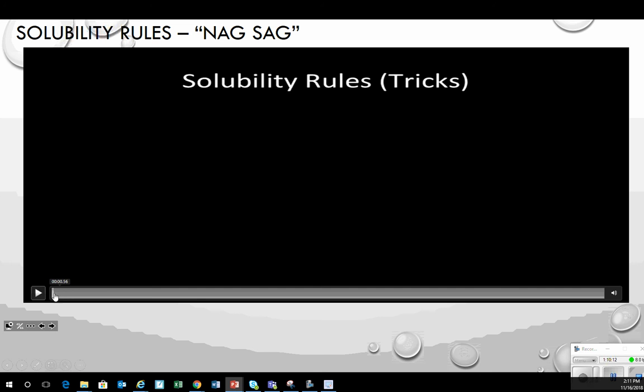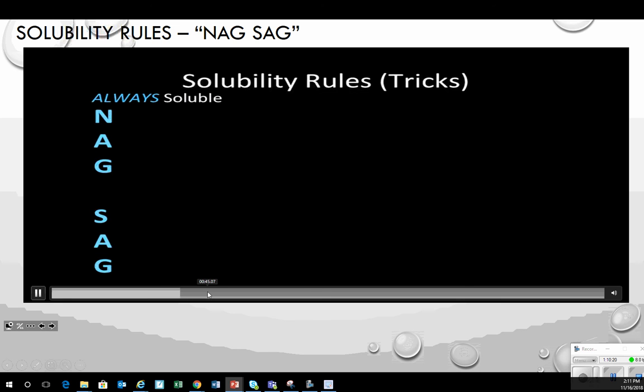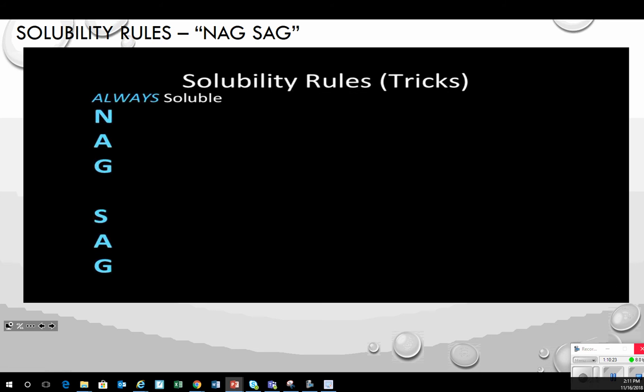Hi everyone, this is the solubility rules in chemistry for substances that are elements, NAG/SAG, I mean molecules. The way to remember NAG/SAG is that whenever you sag your pants, somebody's going to nag you. So the N in NAG/SAG stands for nitrates, NO3 minus, the A for acetates, C2H3O2 minus, and G for group 1, the group 1 metals such as lithium and sodium, and many more.